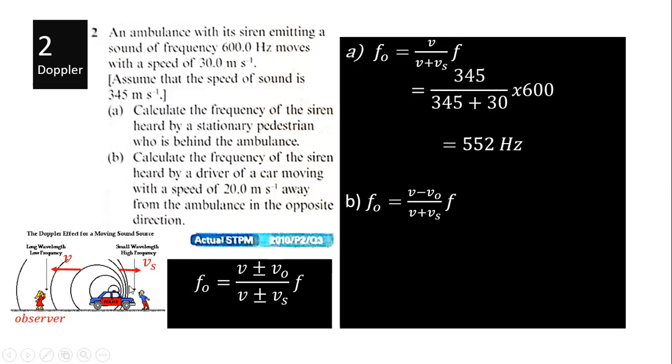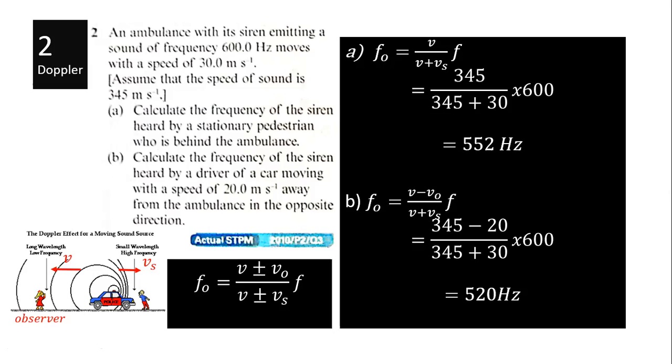Sorry, am I doing the right thing? This one is calculate the frequency of siren heard by the stationary observer who is behind. This one is this observer, not this observer. So for this part, Vs is moving to the right, the wavefront is moving to the left. So that's why we add them up. That's why I say you must do the question. I do the question, that's why I can understand. You don't do the question, you will always be lost. Okay with that? Okay.